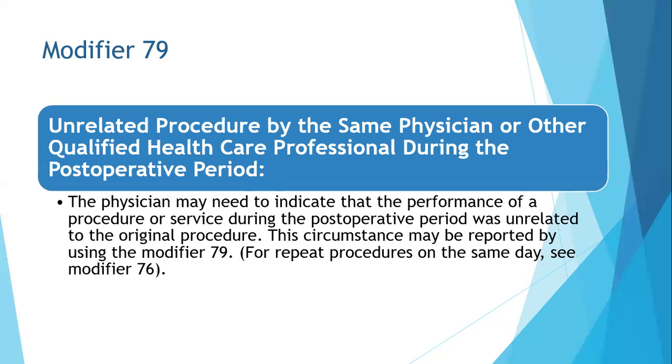Right. What I mean is it does not start a new global period. Well, that's what I read. I don't know. But 79 is because it's unrelated to the first procedure. But if the second procedure has a global period on it, it has to have a global period attached to it. Okay. Does that make sense? If the second procedure they do doesn't have a 90-day global, it's not going to change anything.